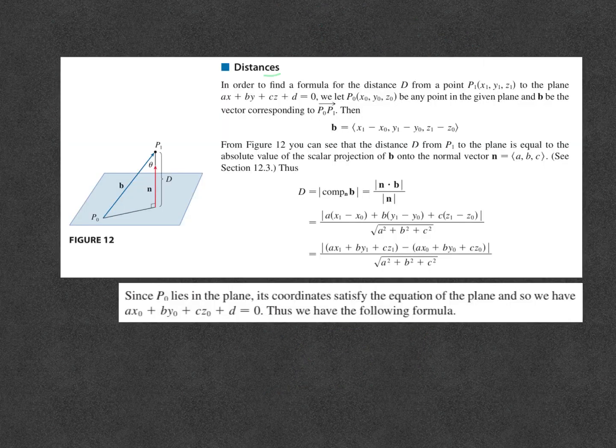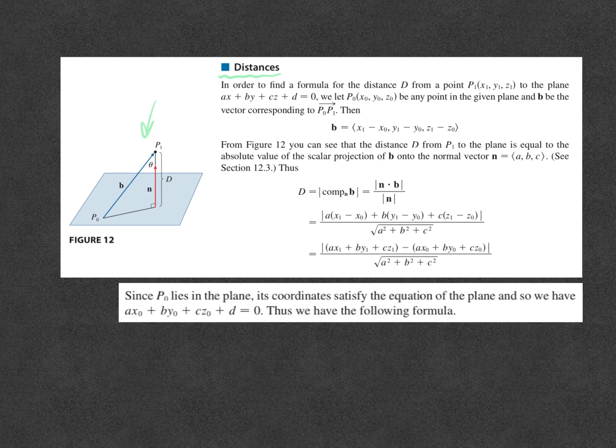Let's talk about distances. That's the next part of this lesson. In order to find the formula for the distance from a point P1 to the plane, we're going to let P sub 0 be any point on the plane and B be the corresponding vector. You've got to look at the picture here. B is the vector from P0 to P1. Then B equals x1 minus x0, y1 minus y0, z1 minus z0. And from figure 12, you can see the distance to the plane is equal to the absolute value of the scalar projection of B onto the normal vector.